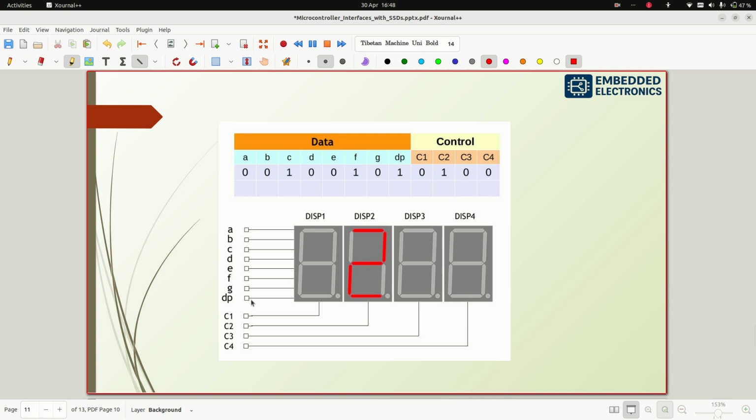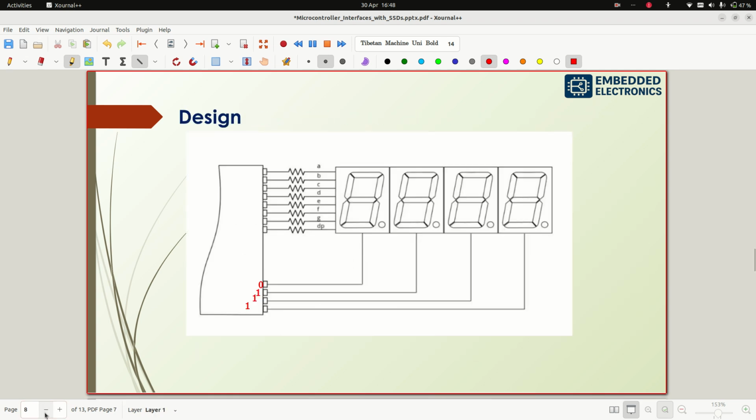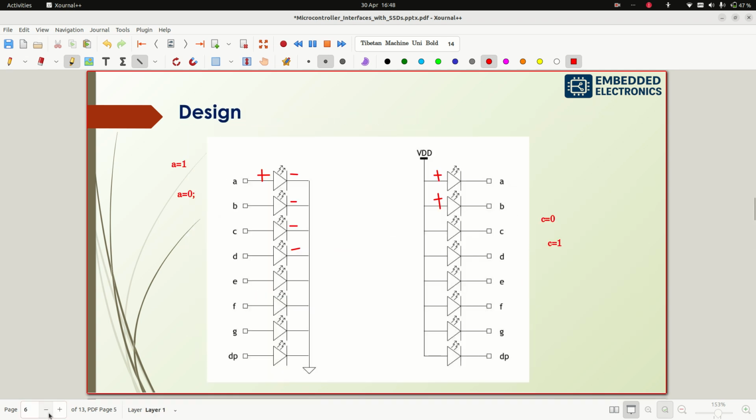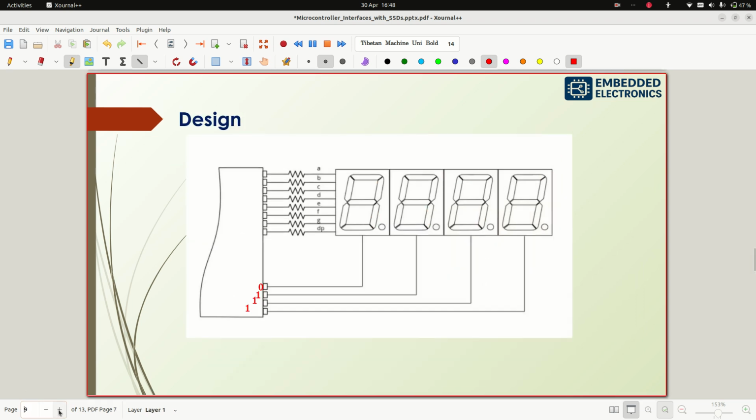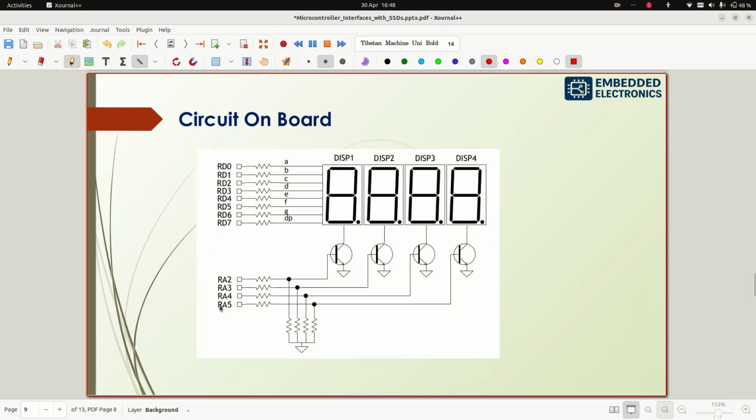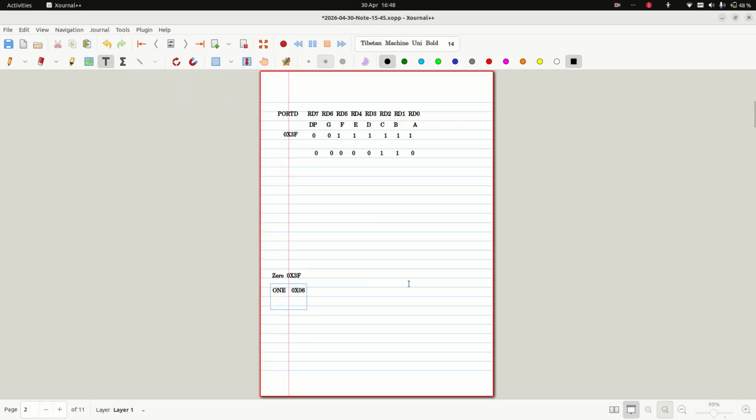And here you can see RA2 to RA5, we are considering these as the control pins. For the control pins here we are using TRISA, port A. Port A has 6 bits, right? But here we have 4 control pins. So what do we need to do?